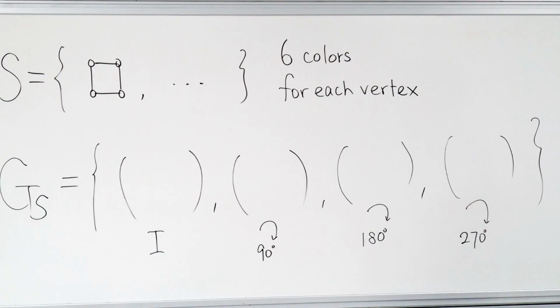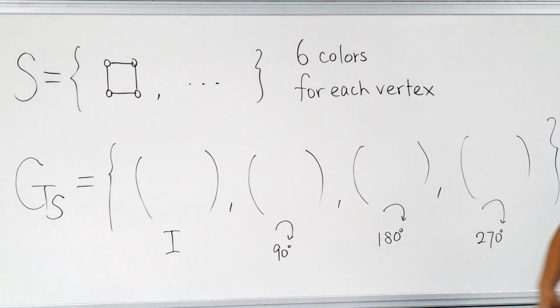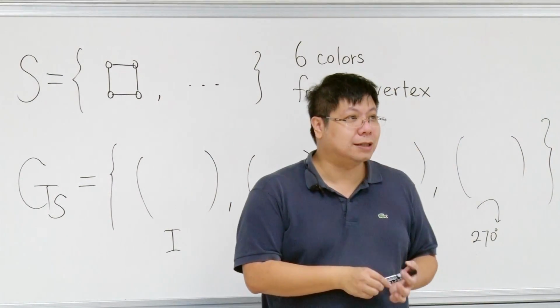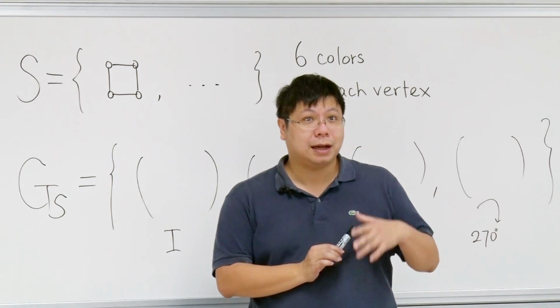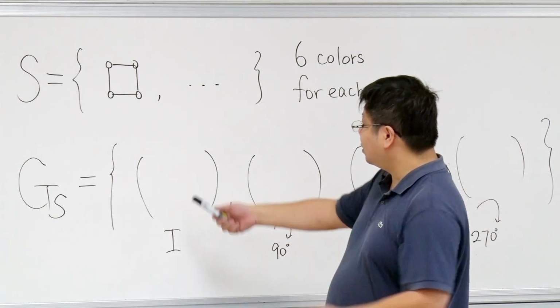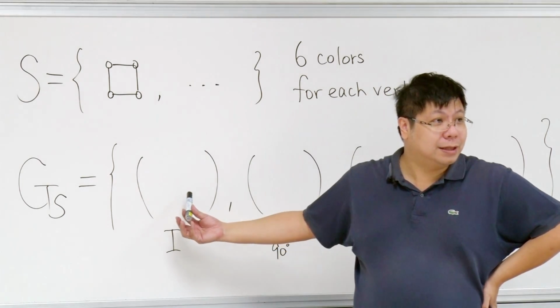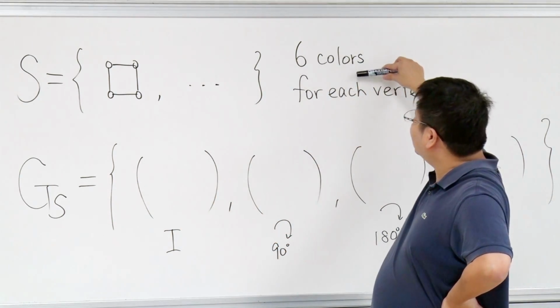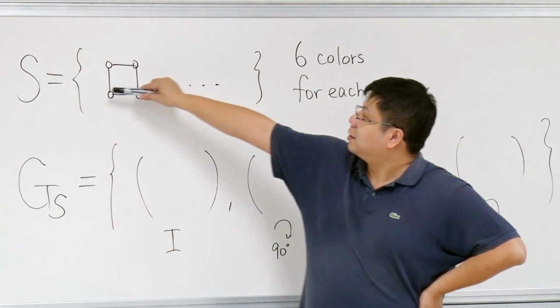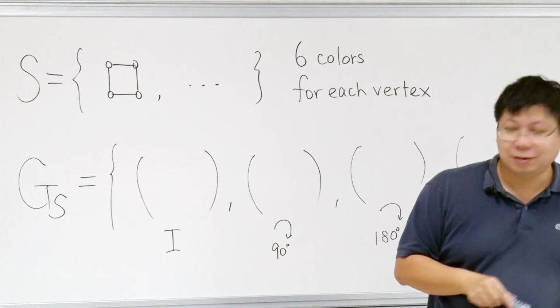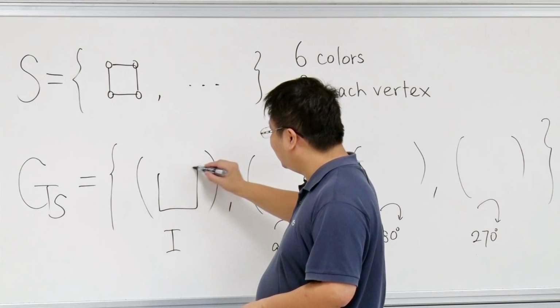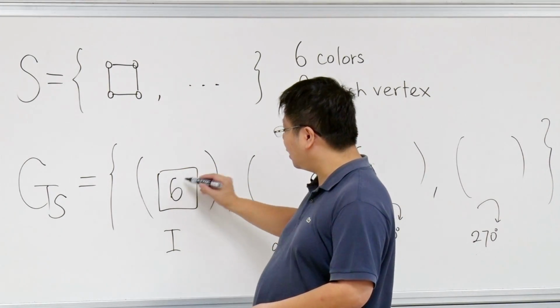And then, okay, we want to count the number of equivalence classes. So how many are there? So we count the number of invariants here. So 6 colors for each vertex. So the size of S is going to be 6 to the power 4, right? Okay, 6 to the power 4. So this is identity. So there are 6 to the power 4 here.